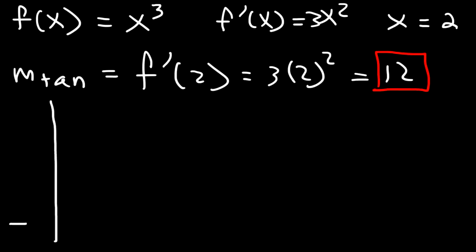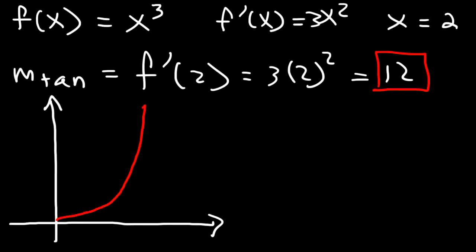Now let's draw a rough sketch of the original function x cubed. Now the graph doesn't have to be perfect, but just good enough for instructional purposes. And just to keep things simple, let's say at this point x is equal to 2. Now granted, the graph is not drawn to scale, so keep that in mind. Now what we're going to do is estimate the slope of the tangent line using the slope of the secant line.